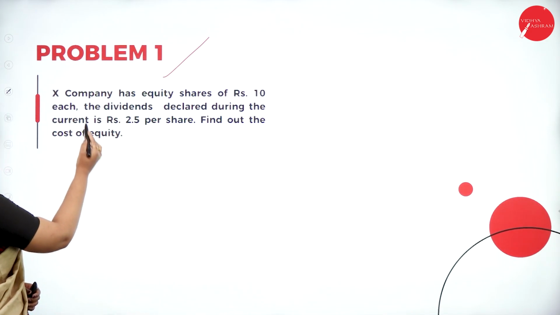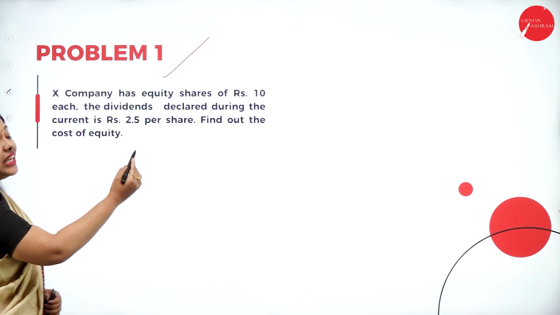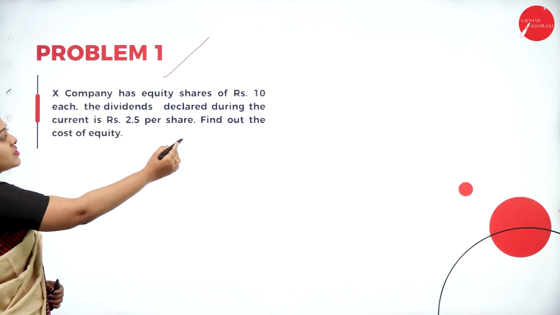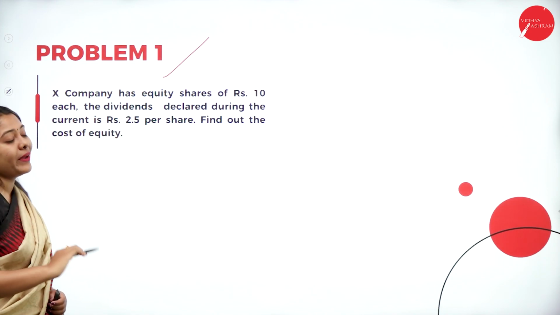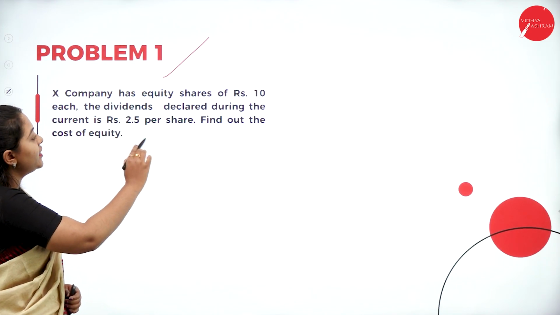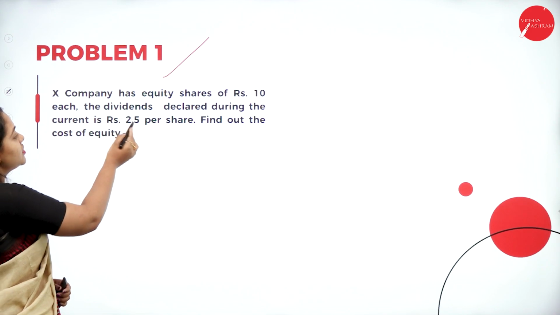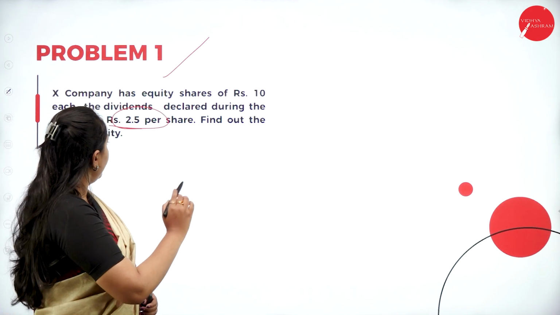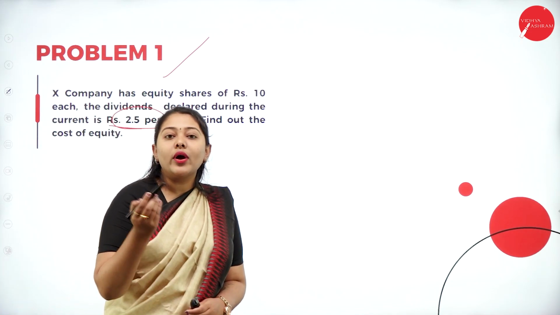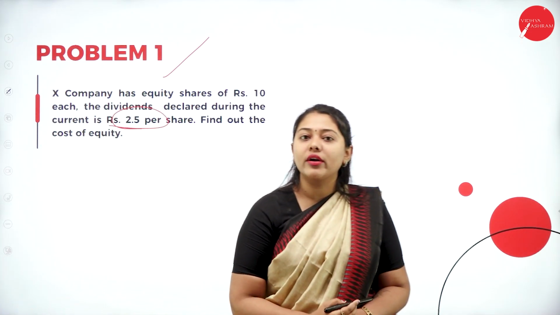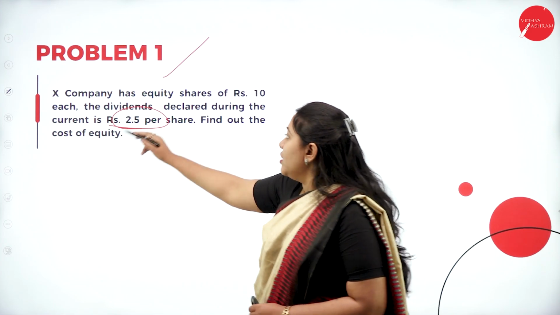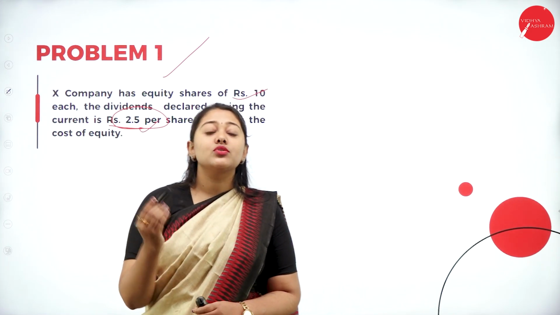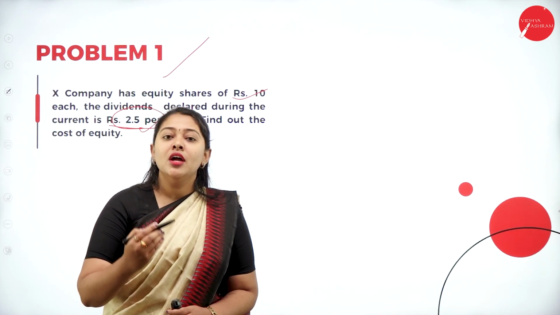Problem number 1. X company has equity shares of rupees 10 each. Dividend declared during the current year is 2.5 per share. Find out the cost of equity. In the question, my dear students, what is given? Only the dividend and the net proceeds are given. There is no growth rate given in the question.